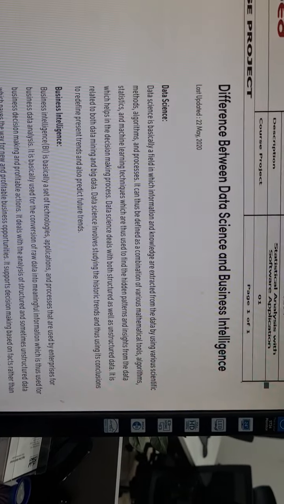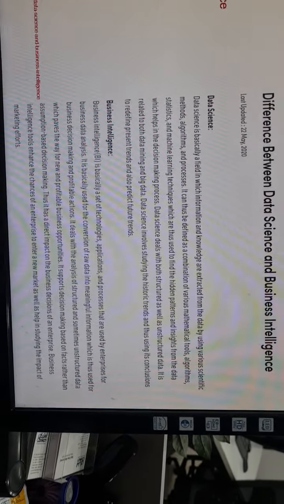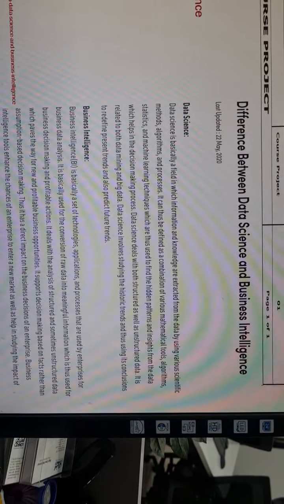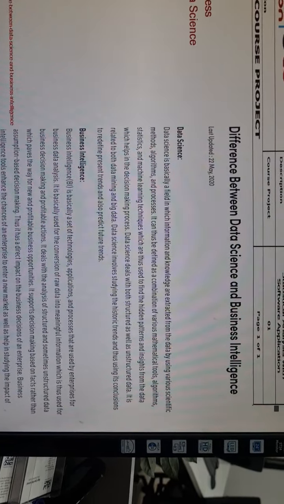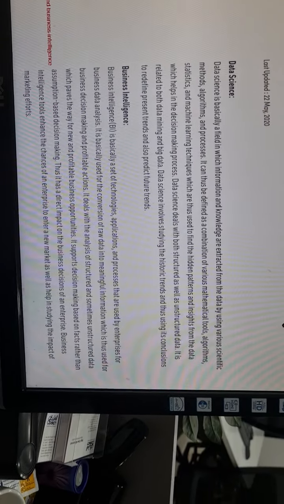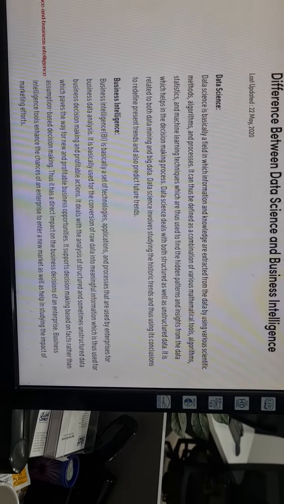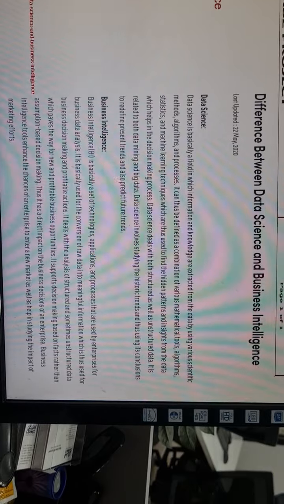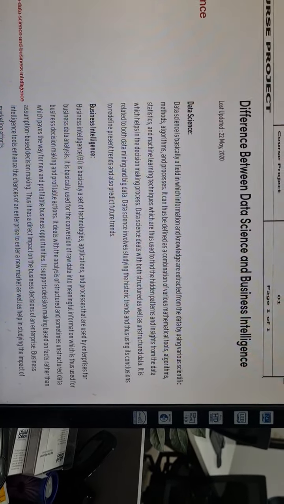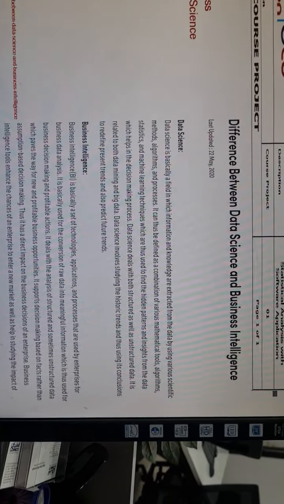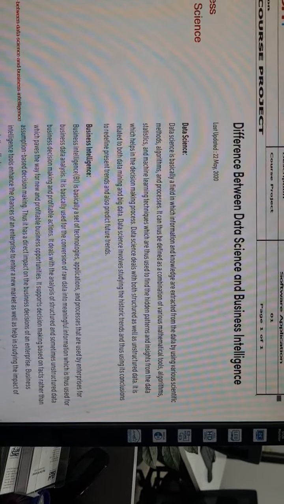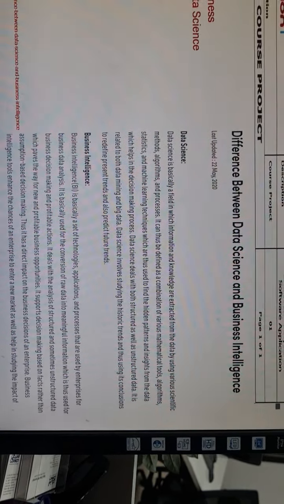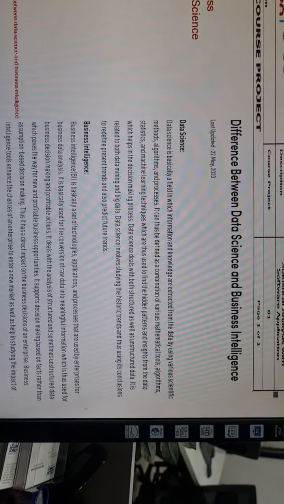On data science, it is basically the field in which information and knowledge are extracted from the data by using various scientific methods, algorithms, and processes. It can thus be defined as a combination of various mathematical tools, algorithms, statistics, and machine learning techniques that are used to find the hidden patterns and insights from the data, which help in the decision-making process. Data science deals with both structured as well as unstructured data. It is related to both data mining and big data.